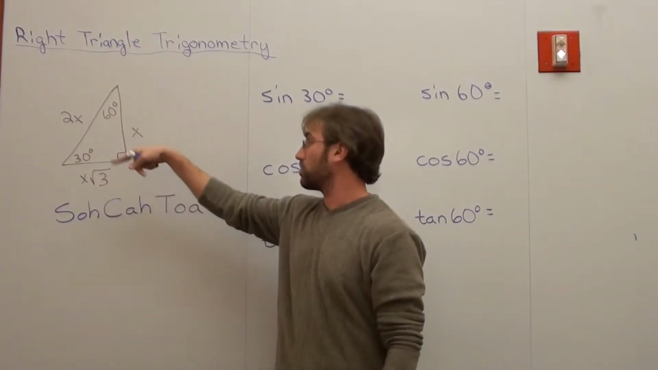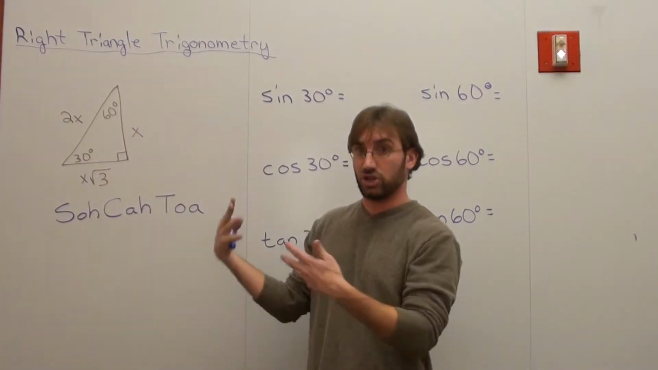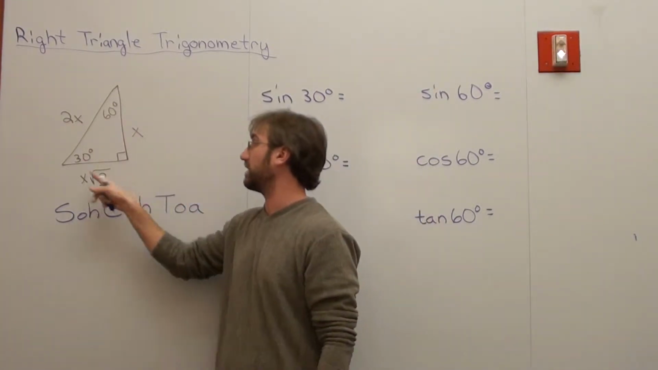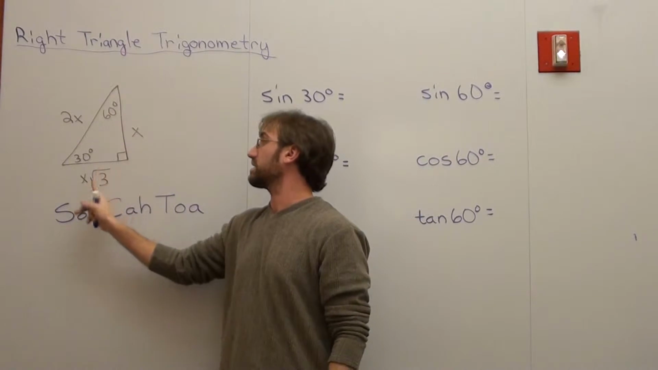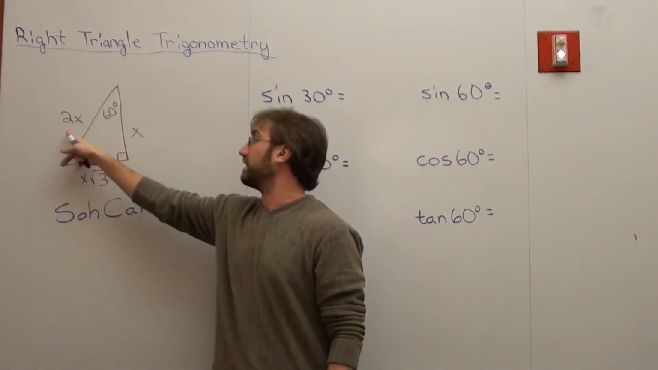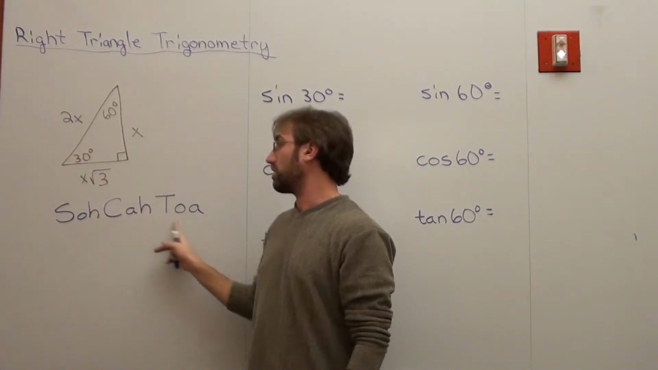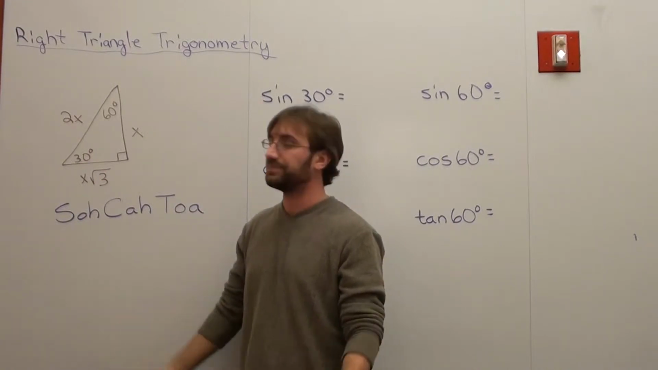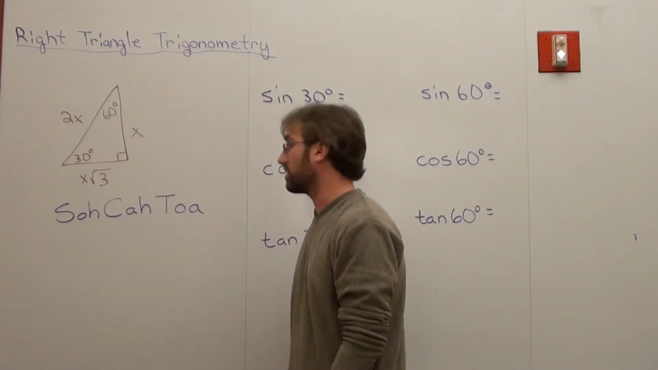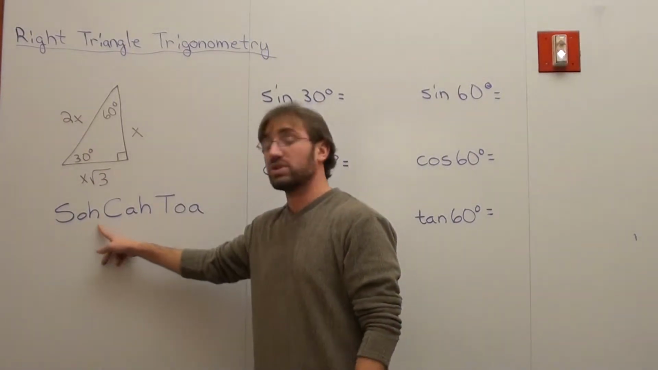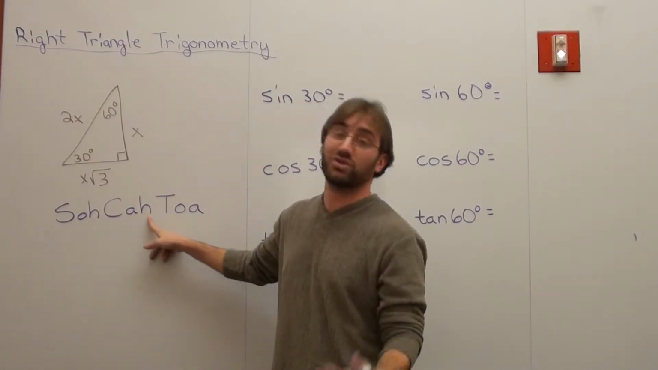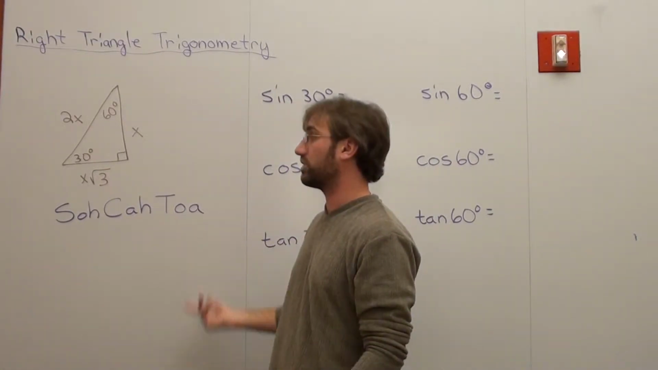I wrote you the general formula for a 30, 60, 90 triangle, where 30 is x, 60 is x root 3, and 90 is 2x. And I did SOHCAHTOA, so that's pretty cool. So the sine is opposite over hypotenuse, the cosine is adjacent over hypotenuse, and the tangent is opposite over adjacent.